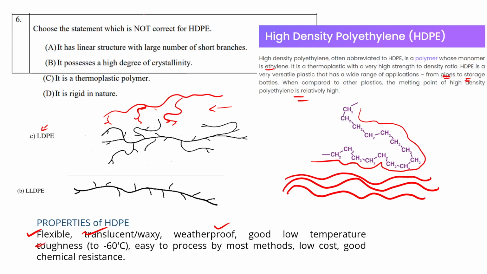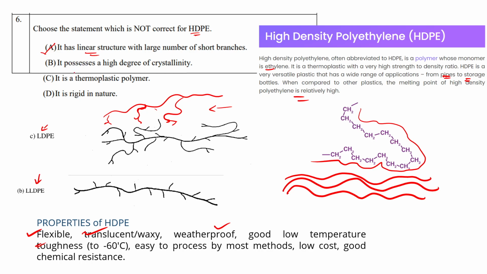So coming to this question, this is not a correct statement for HDPE. Firstly, they are talking about a linear structure with a large number of shorter branches. So it is a linear structure, but the branches should be short, or at all, no branching is there for high density polymer. Only LDPE and LLDPE have branches. Short branches, specifically, are for LLDPE, not HDPE. So this is not a correct statement. So they are looking for that one. So A would be your answer.